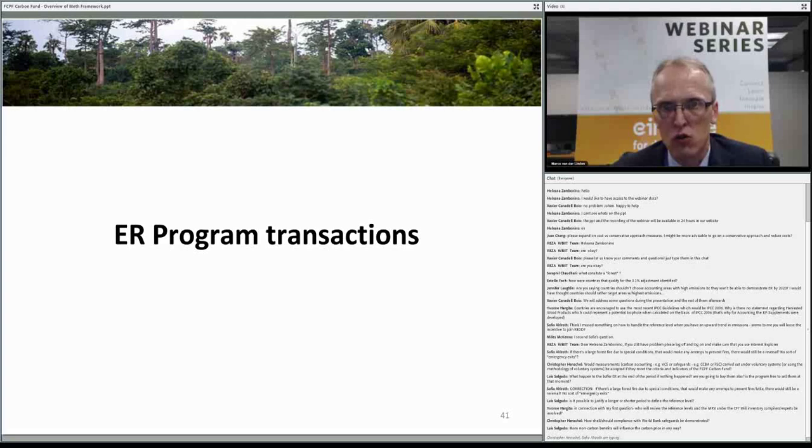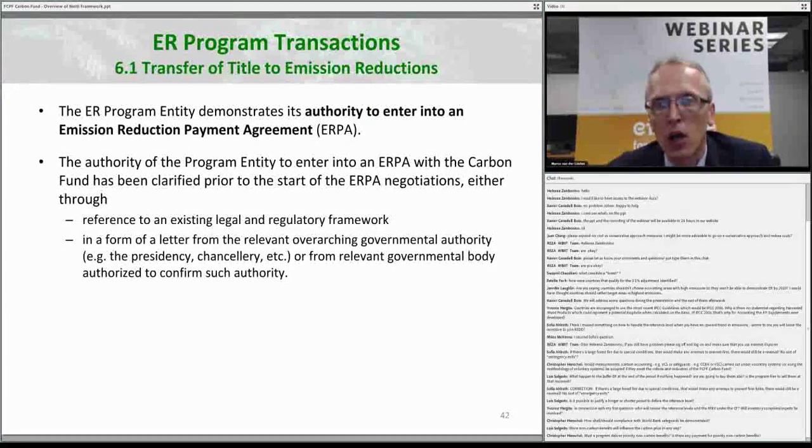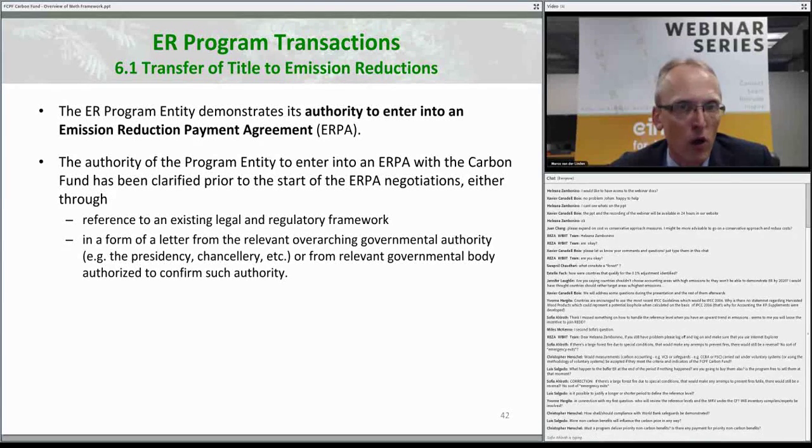That doesn't mean that it impacts title of land or title of activities or anything like that. It's just that the emission reductions that are being paid for need to be transferred, because potentially some of the Carbon Fund participants could use those emission reductions, for example, to show their own carbon neutrality. So the first step is that whoever is developing the program, what we call the ER program entity, needs to demonstrate that they have the authority to actually sign this contract with the Carbon Fund.